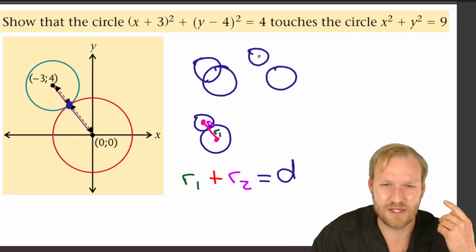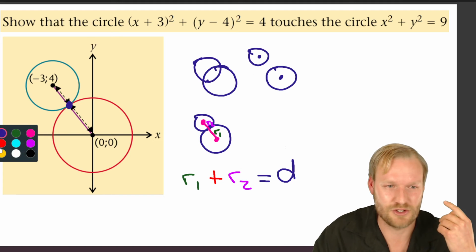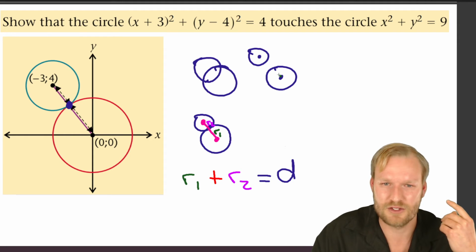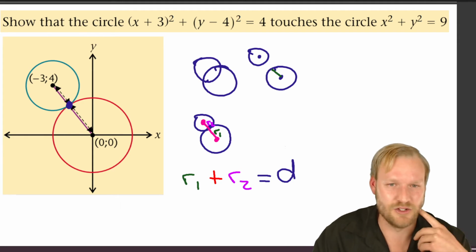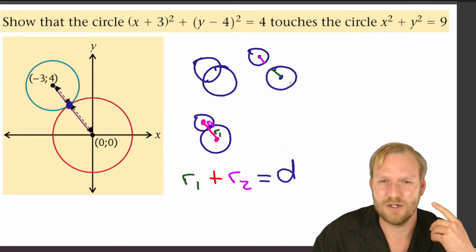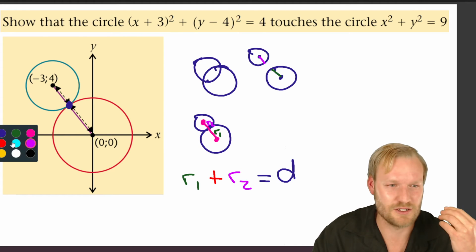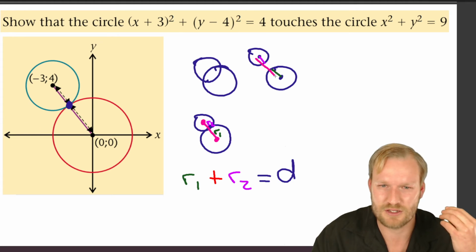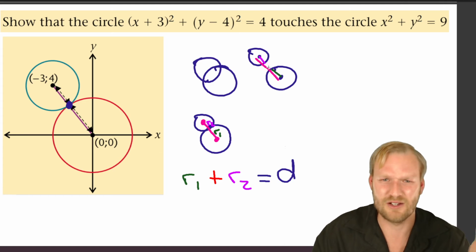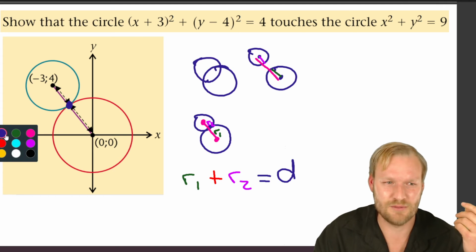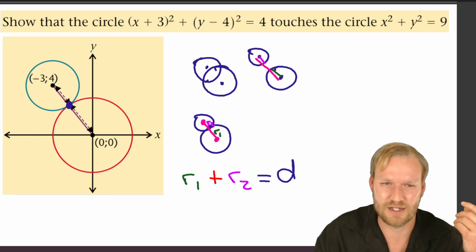Because look what happens here. If we look at these two circles and we take this radius and the other radius up here, well, if those two add up to less than the distance between the two centers, then clearly they're not touching, right? And similarly, here's a center, here's a center.